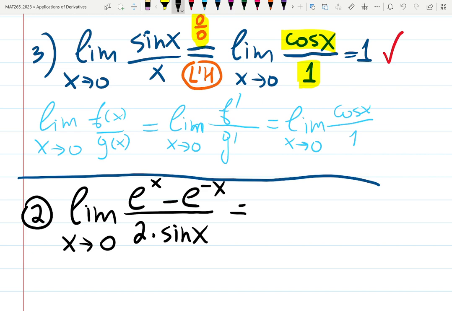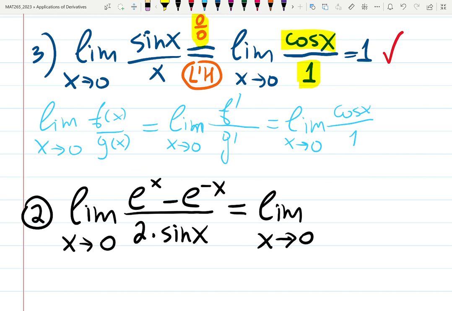So now everyone knows L'Hopital's rule. Let's first check if I can use it, because don't use it when you cannot. e to the 0 is 1, not 0. e to the minus 0 is also 1, but 1 minus 1 is indeed 0. And then sine of 0 is 0. So I'm allowed to use L'Hopital's rule. Agree? Good. And now you can help me.